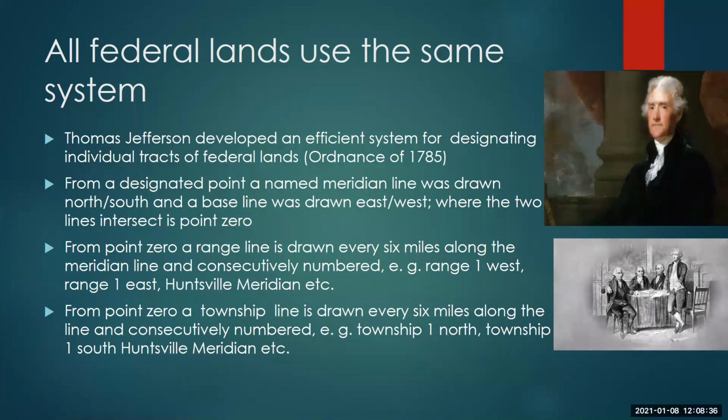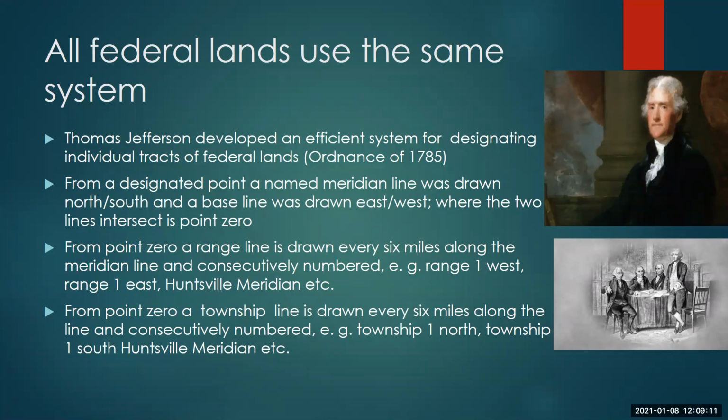In 1785, when he developed this system, the people of the United States knew practically nothing about the United States. Our maps were terrible, and it was even worse out in the West. So what Thomas Jefferson would do is he would designate a specific point, a point that could be found by using the stars, a point of longitude and latitude. And through that point, he would draw a north-south line. And the north-south line would be called a meridian.